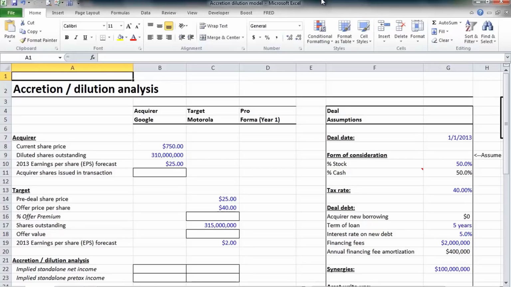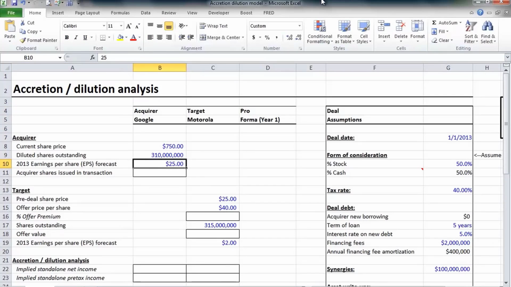Now, accretion dilution model, accretion dilution analysis sounds complicated, but it's really pretty straightforward. It's also one of the core models investment banking analysts and associates have to build when analyzing an acquisition. Now, the purpose of this analysis is to assess the impact of an acquisition on the acquirer's expected future earnings per share. Let's get some terminology out of the way.